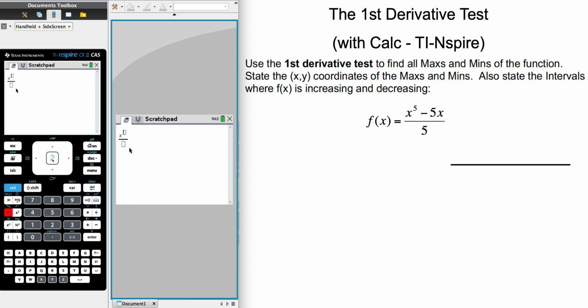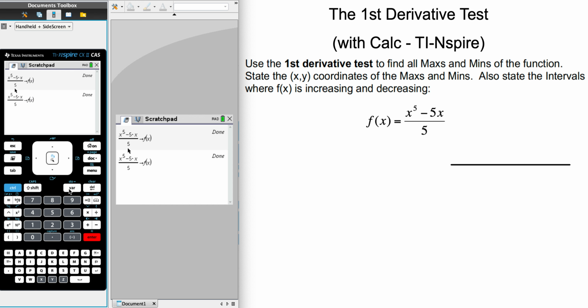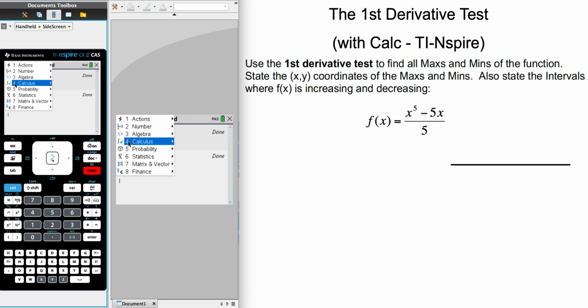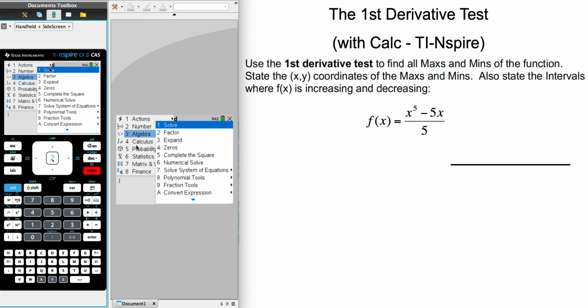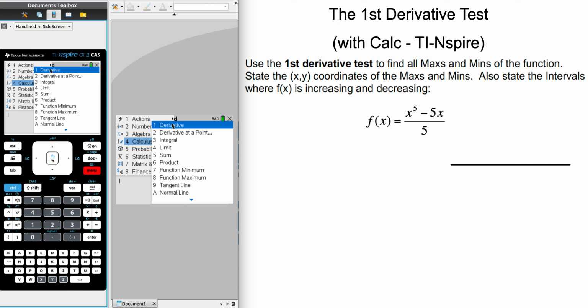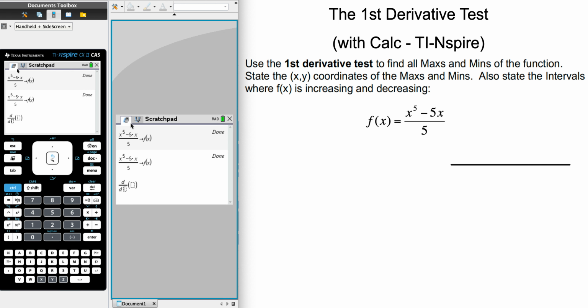So we got x to the fifth minus 5x divided by 5. And I need to hit Control VAR so I can store this as f of x. So I hit enter, and now I have that stored. Next, I need to take the derivative so I can actually do the first derivative test. So I go to Calculus, Derivative, and now I have my derivative.